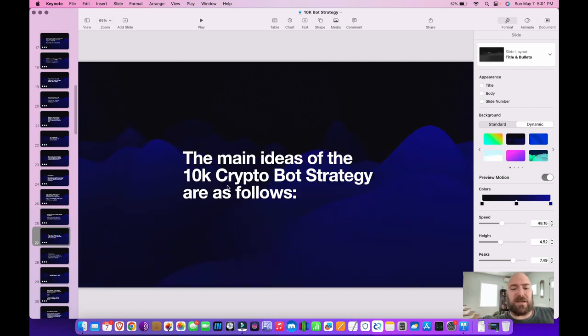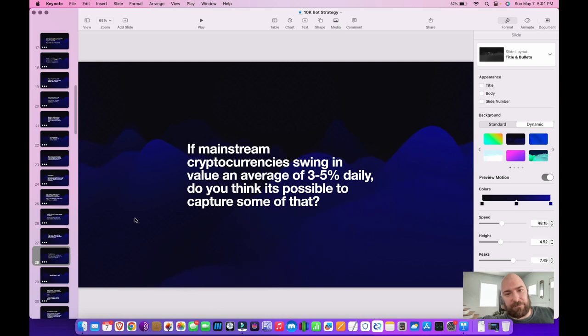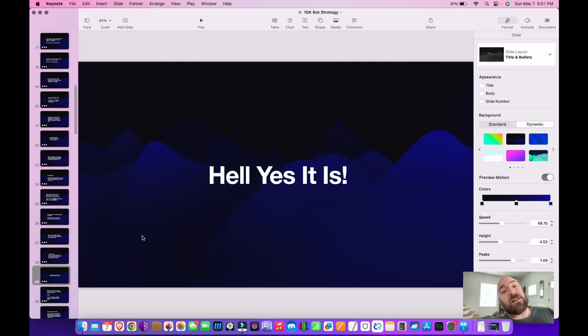So the main ideas behind my 10K crypto trading bot strategy are as follows. If mainstream cryptocurrencies swing in value an average of 3 to 5% daily, and if you go look at the history charts, this is pretty true, do you think it's possible to capture some of that? Hell yes, it is.